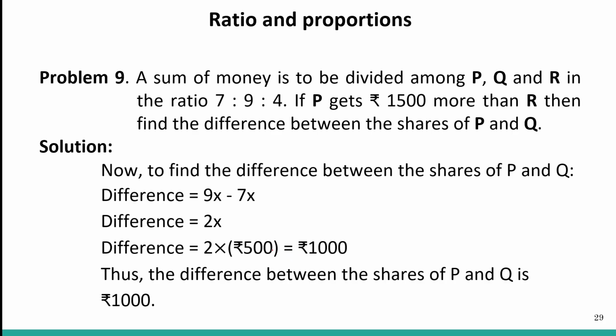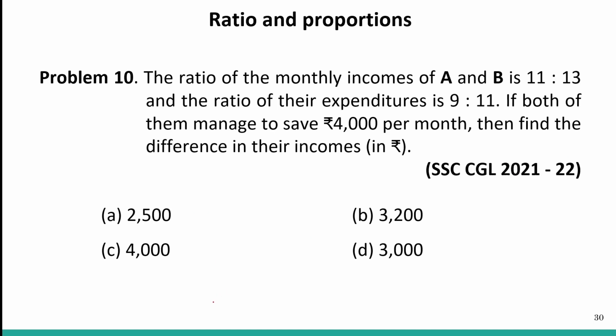Okay. So now the difference between the shares of P and Q. Okay, shares of P and shares of Q. So the difference will be 9x minus 7x is equal to 2x. So 2x, and x is equal to 500, so 2x is equal to 1000. So the difference between the shares of P and Q is 1000. So let's see problem number 10.